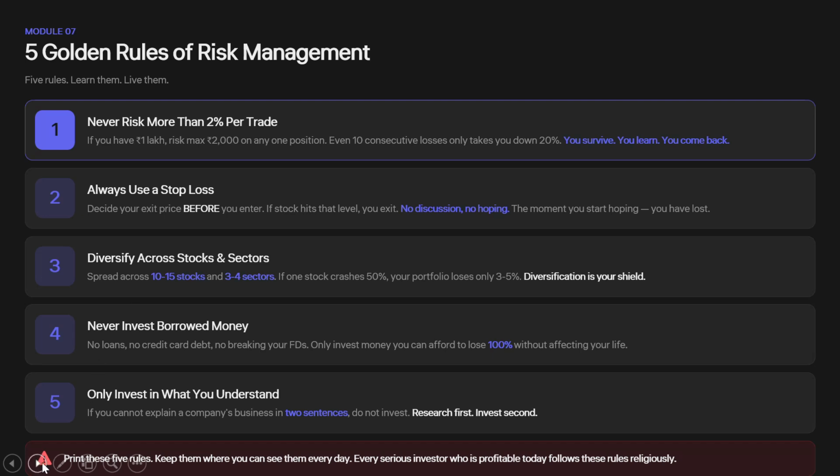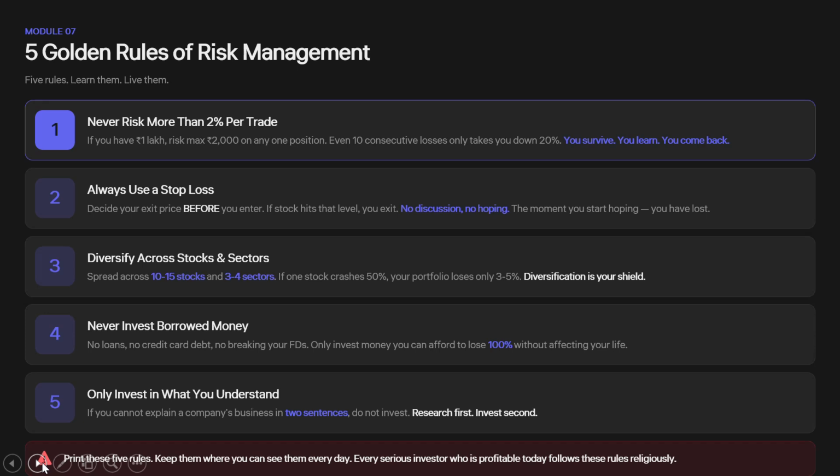Rule number 2. Always use a stop loss. Decide your exit price before you enter the trade. If the stock hits that level, you exit. No discussion, no hoping. The moment you start hoping in the stock market, you have lost.